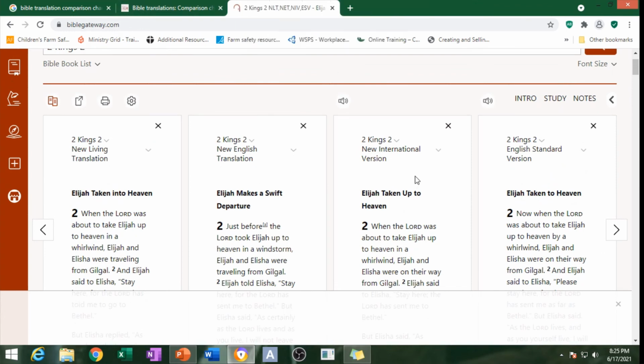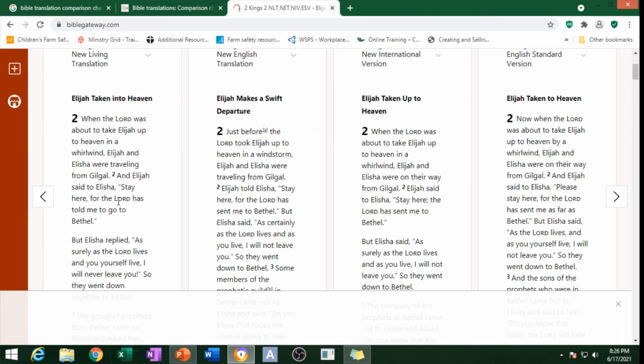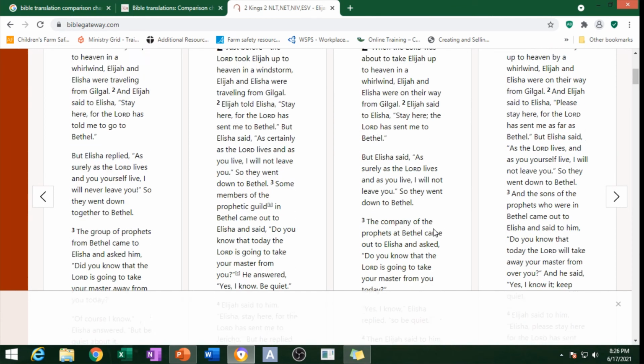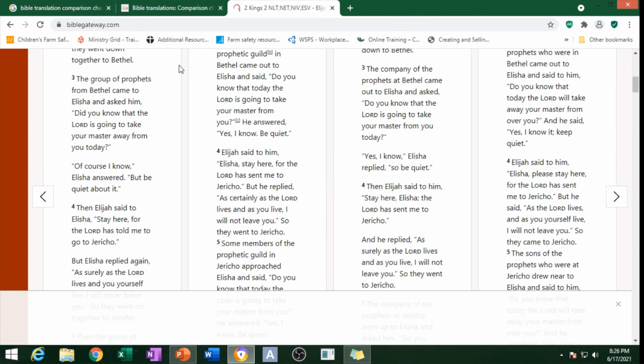So you can do this. I believe you can also do this in Blue Letter Bible. I just think it's easier with Bible Gateway, 'cause that's just what I'm used to using. But you can see it's all fairly close. You can see even as you go down, but Elisha, but Elisha, but Elisha, but Elisha. It's all fairly easy to just read across and see that it's all fairly similar.